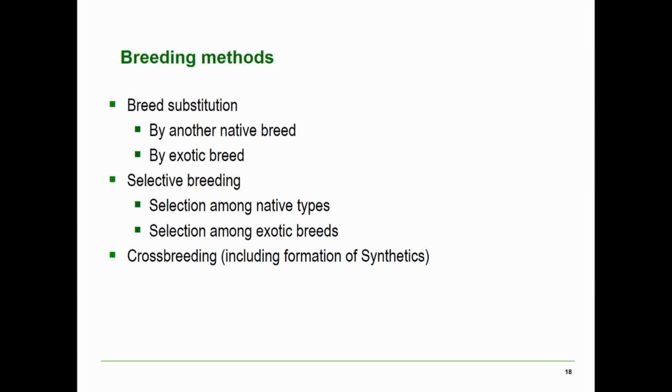Breed substitution means that we have a breed in place, but it is not suitable at all. So we will bring in a new breed that we want to improve. This new breed could be from the same country or the region, so it's in fact a native breed, or we can bring in some exotic breed to the country.